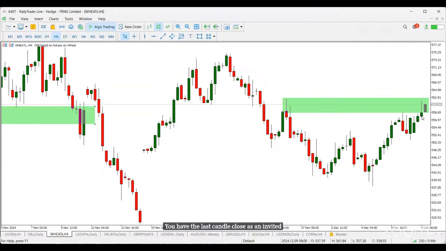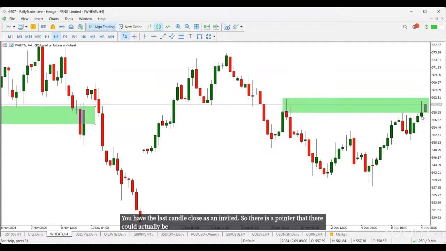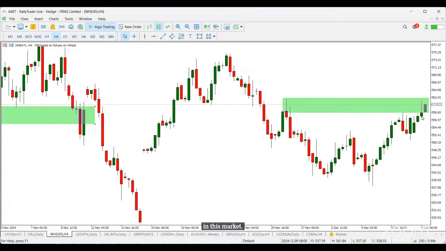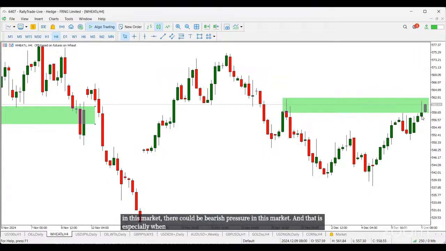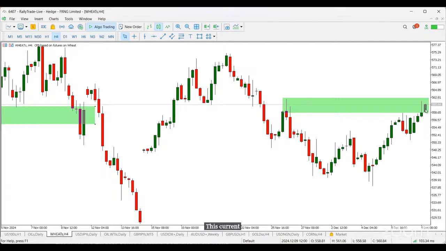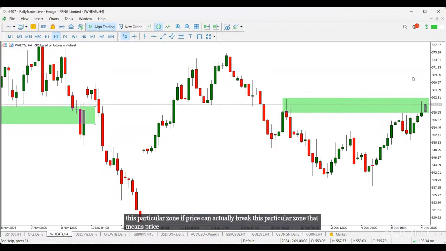So there is a pointer that there could actually be bearish pressure in this market, especially when this current candle is bullish. If the market can close bearish, then it will confirm the sell for us to take advantage of. But if price can actually break this particular zone, that means price can trade above it and close above it.